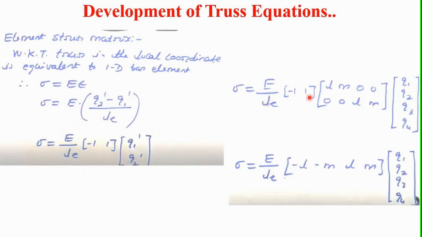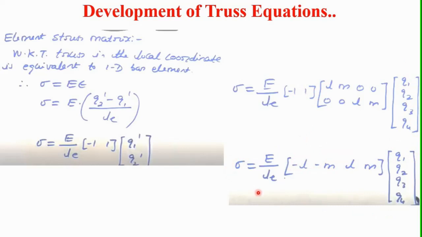But similarly in the global coordinate system, the stress sigma is equal to E by LE, this minus 1, 1 into this transpose matrix L, M, 0, 0; 0, 0, L, M, and this displacement matrix Q1, Q2, Q3 and Q4. So again by multiplying these two matrices, minus 1, 1 and this matrix, it will come minus 1 into L is minus L plus 0, so therefore minus L, similarly minus M, L and M. This matrix into this Q matrix. So this is the equation for the elemental stress in the truss element.